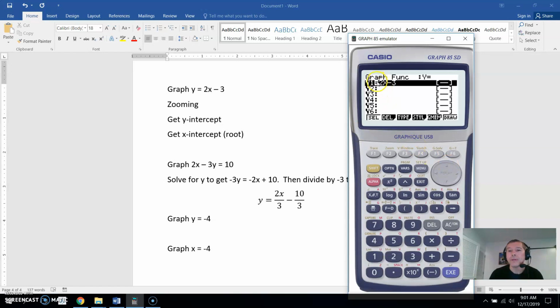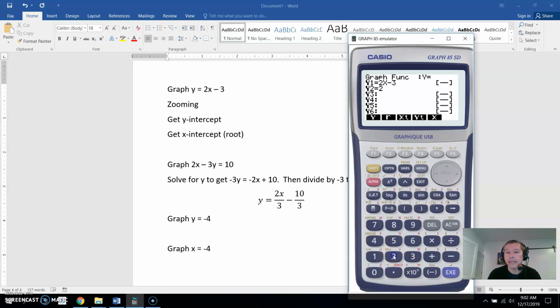Now you can do one of two things with an old equation. You can either delete it or you can deselect it. If you hit this, the equal sign isn't highlighted and it won't graph that one. And that leaves it in there if you want to use it again sometime. So anyway, let's go ahead and graph this next one.